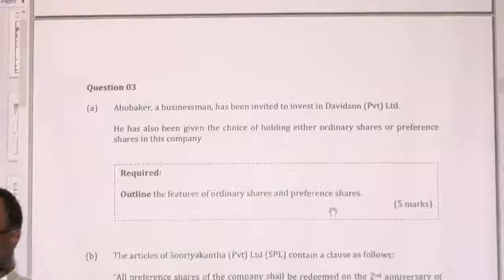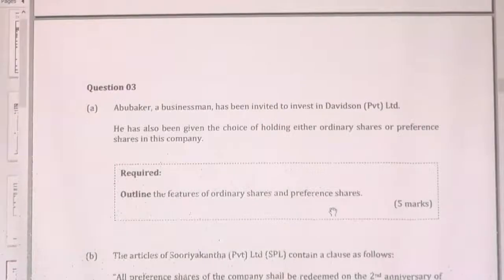In this question 3, Abu Bakr, a businessman, has been invited to invest in Davidson Private Limited. He has also been given the choice of holding either ordinary shares or preference shares in this company. Outline the features of ordinary shares and preference shares.